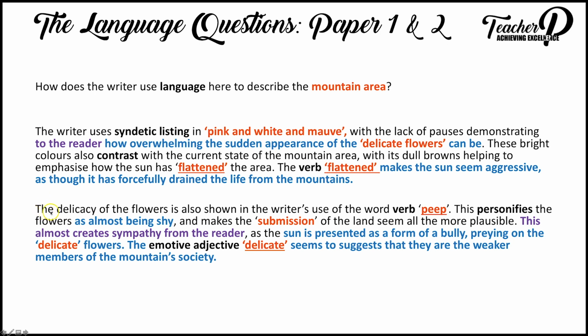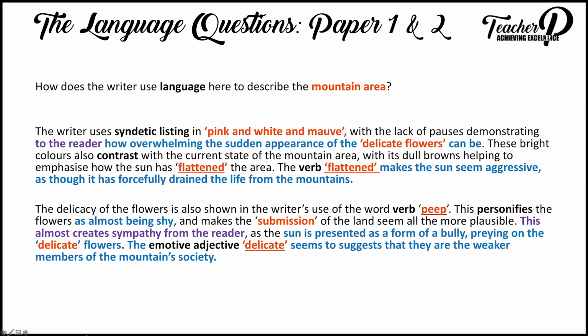They then go on to say the delicacy of the flowers is also shown in the writer's use of the word peep. This personifies the flowers as almost being shy, so this is their analysis, and makes the submission of the land seem all the more plausible. This almost creates sympathy for the reader, so they're linking it back to the reader, as the sun is presented as a form of bully preying on the delicate flowers. So they've got their analysis here. The emotive adjective, so once again they're zooming in, delicate, seems to suggest, so they've got their inference, that they are the weaker members of the mountain society.